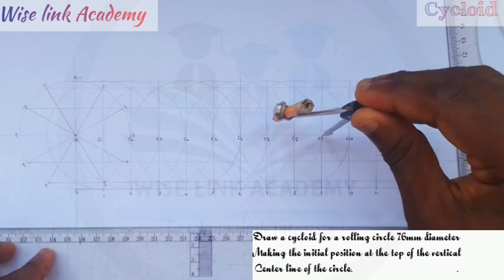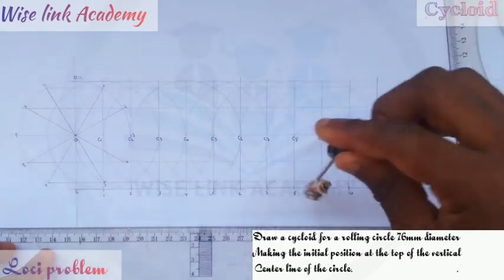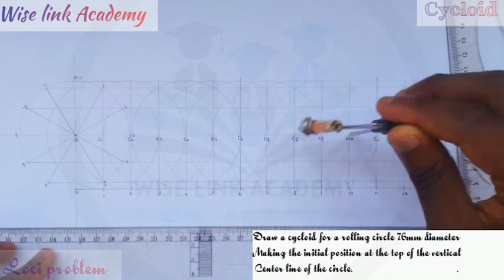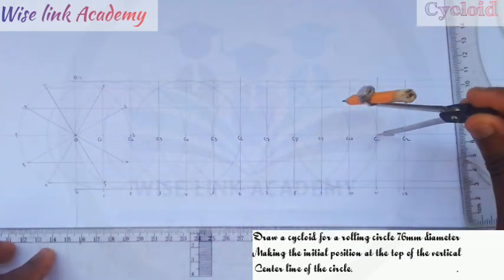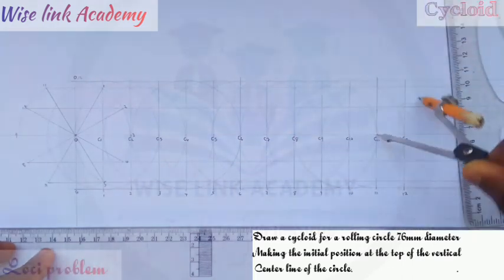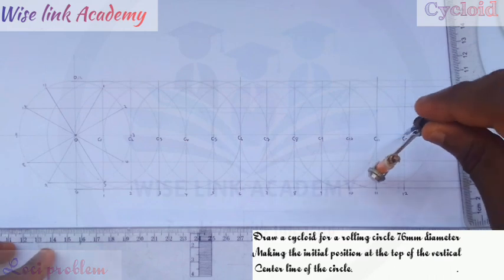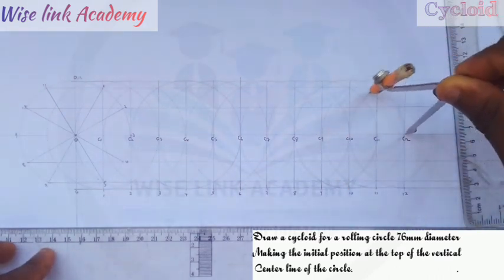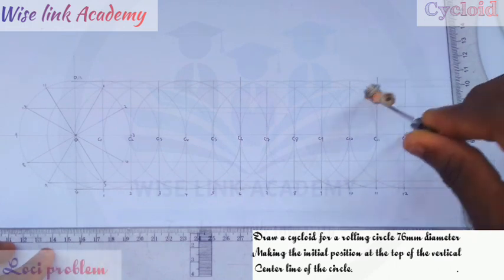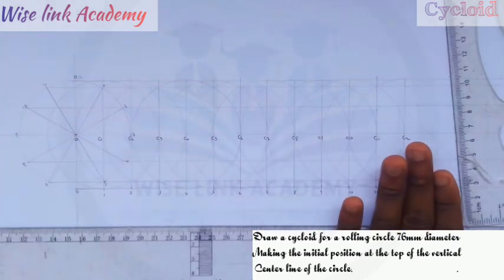C9. Right? Next up, C10. Next up, C11. And lastly, C12. Observe my C12, please. Does not go out. So, that's all. Having drawn all this, what's the next task?